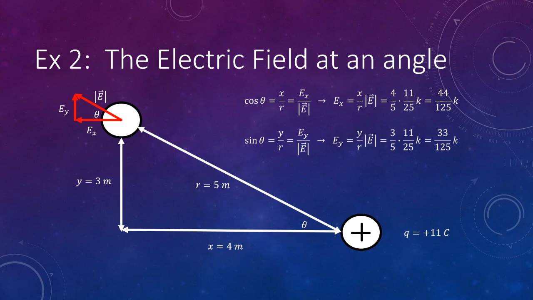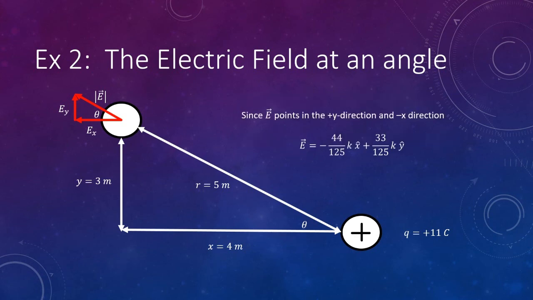Last thing that we'll do is we'll put in these values for Ex and Ey with our directions that we found in the first step. So we had our electric field pointing away from that positive charge, going up, which is positive in y, and left, which is negative in x. We'll have our x component, which is negative, minus 44 over 125k in x, and then a positive y component, plus 33 over 125k in y.